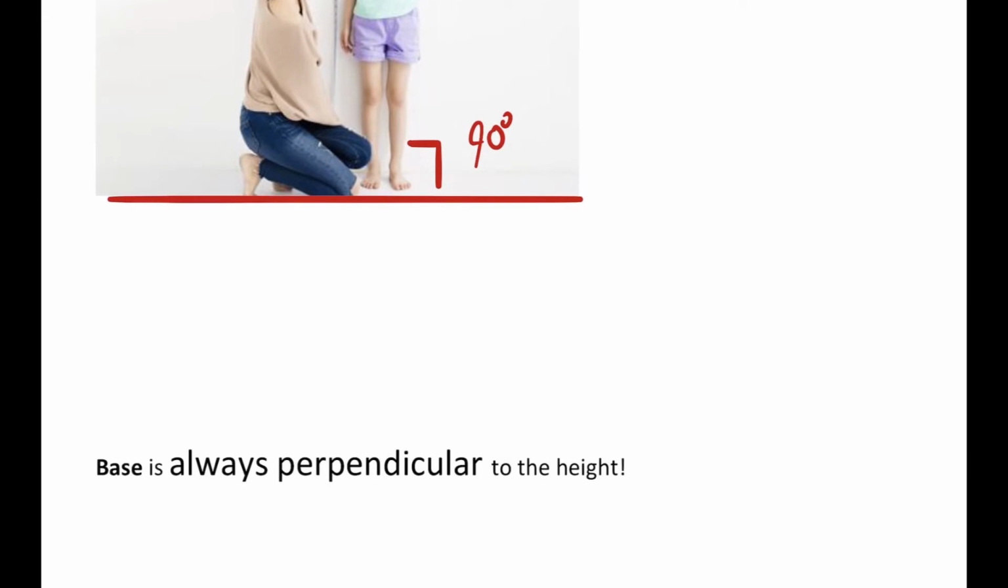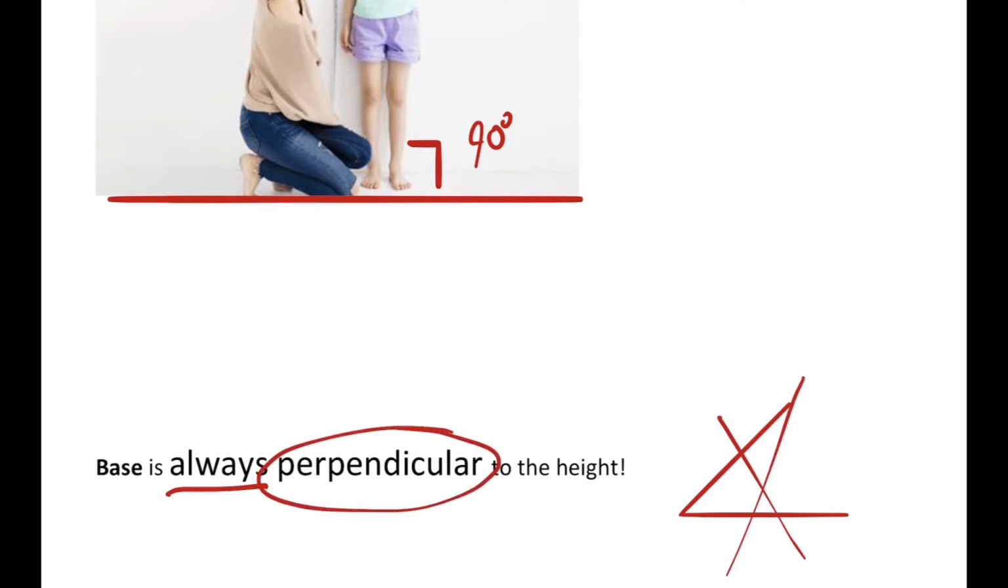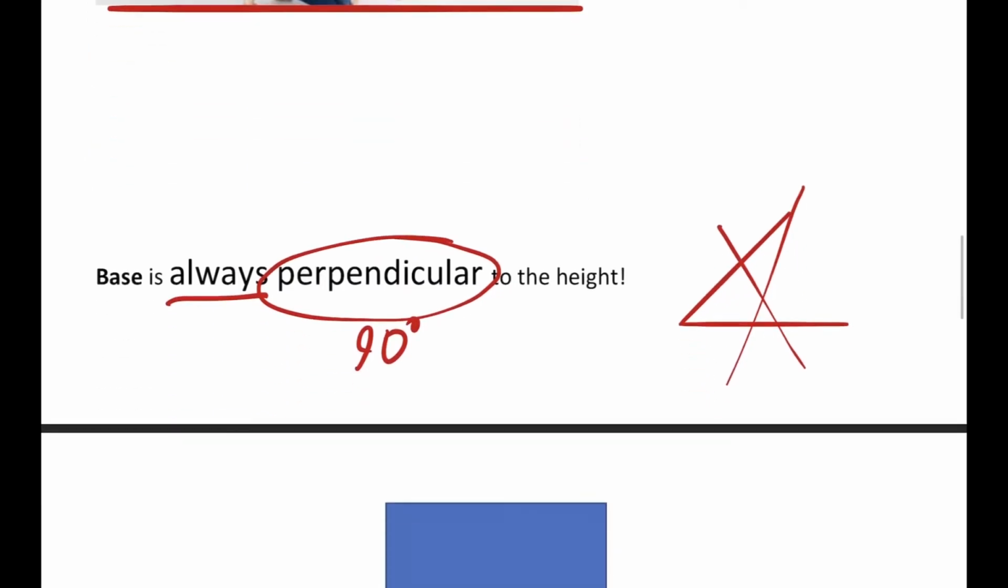Base is always perpendicular to the height. Height is always perpendicular to the base. Always, always, always. So I'm never going to have a base like this and a height like this. That will never happen, ever, ever. Always going to be perpendicular. Very, very important. That's going to be a 90-degree angle.